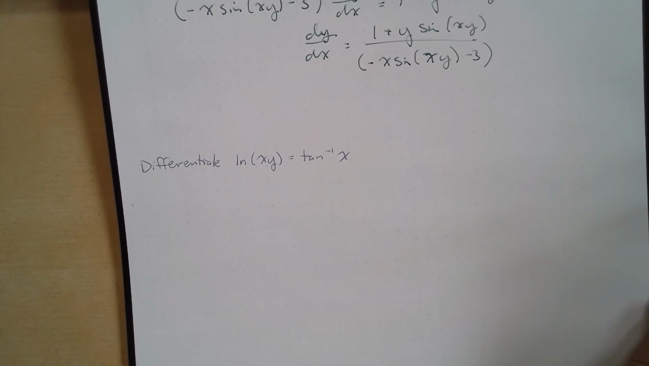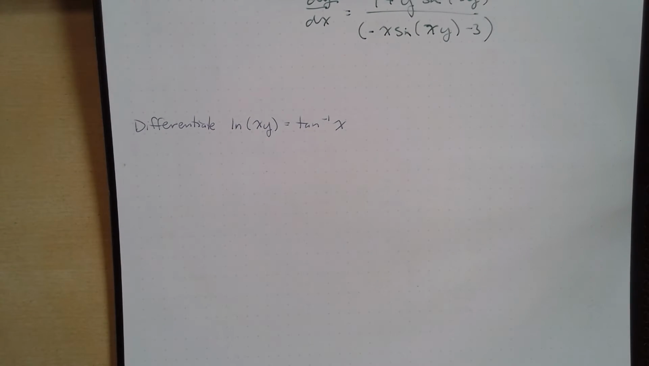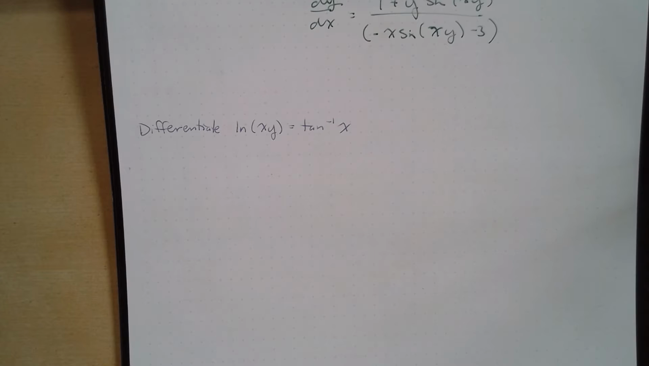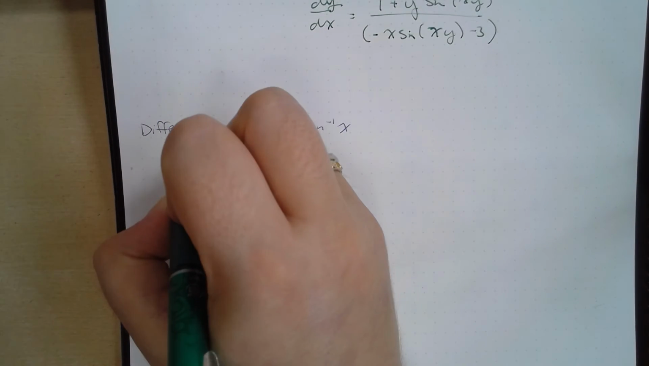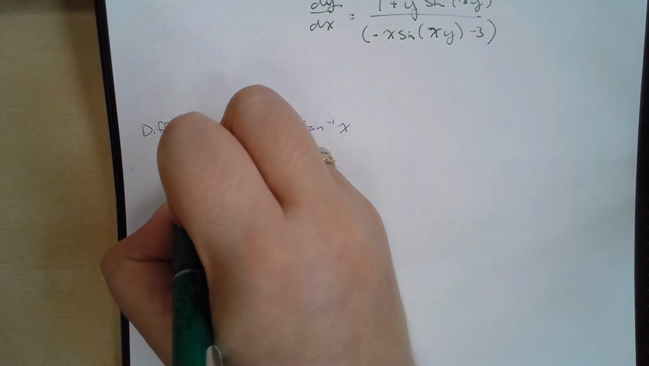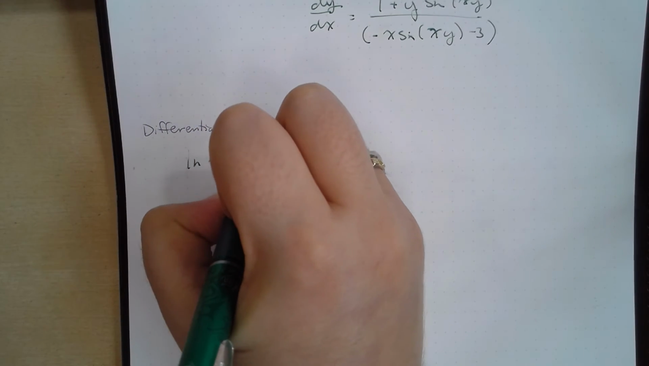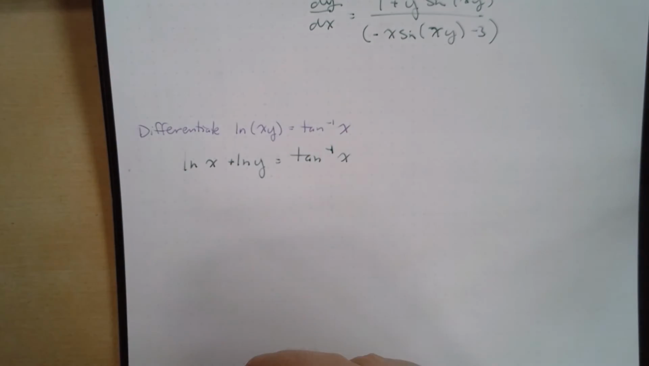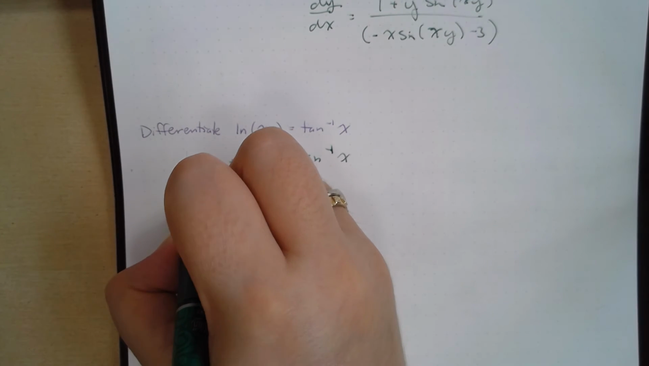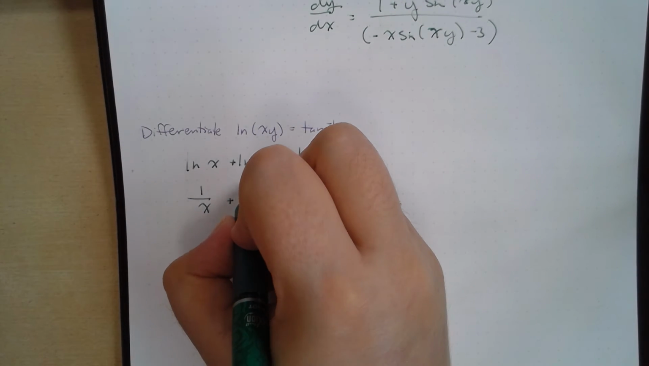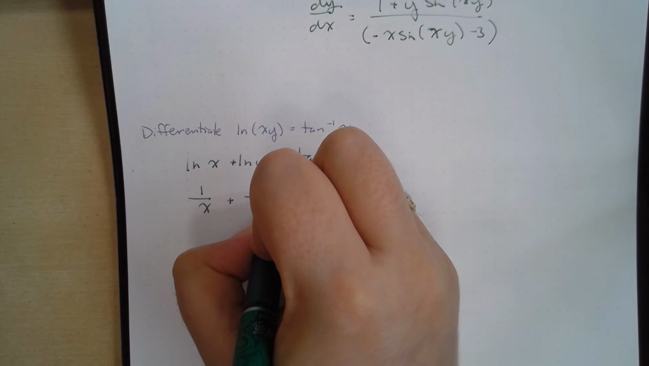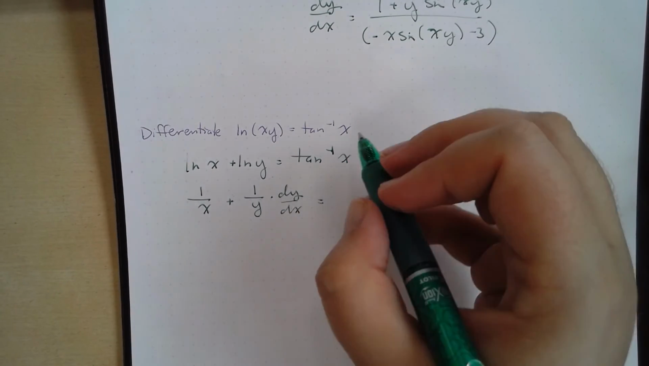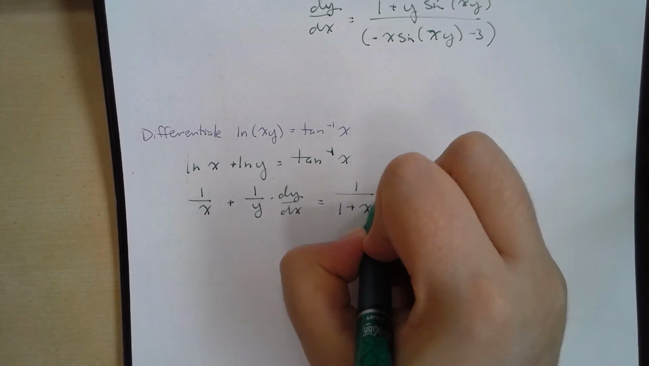All right, let's do a final one here. We want to differentiate the natural log of xy is equal to the tangent inverse of x. Oh, some of that inverse stuff. It's so much fun. So the natural log, I'm going to rewrite this as the natural log of x plus the natural log of y is equal to tangent inverse of x. That's going to make life a little bit easier for us. So the derivative of natural log of x is 1 over x, plus the derivative of natural log of y is 1 over y times dy over dx, is equal to the derivative of tangent inverse of x, which is 1 over 1 plus x squared.